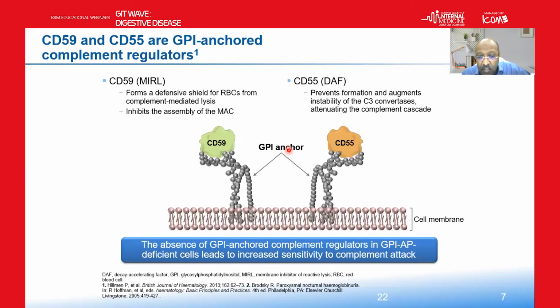So the absence of the GPI anchor complement regulator will result in lack of CD55 and CD59, and this will increase sensitivity of the blood cells to complement attack.